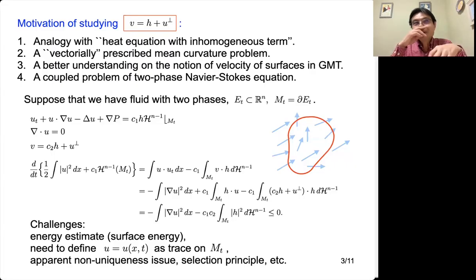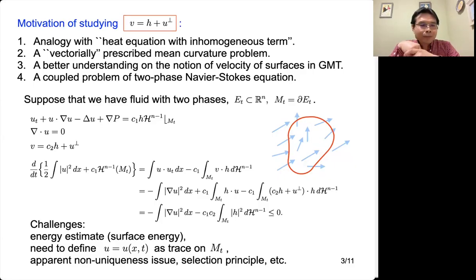Okay, and also note that if U is not so regular, then you really have to define this U as a trace on this moving surface. If you think about it, to define this velocity, you have to define this velocity on the surface. But if this velocity field is not regular, such as, say, Sobolev space, for example, then you have to define it as a trace. But that's also moving. Okay, so that's another challenge.